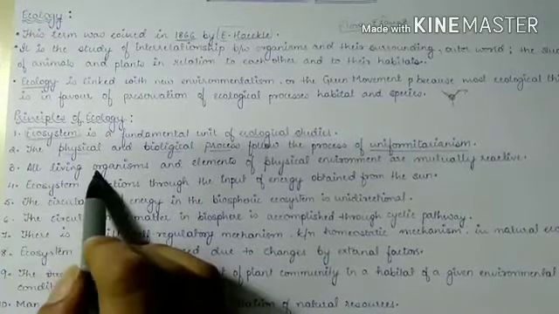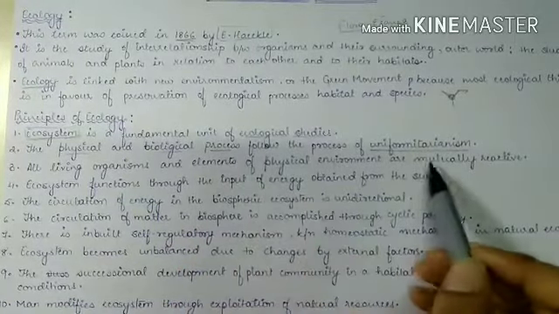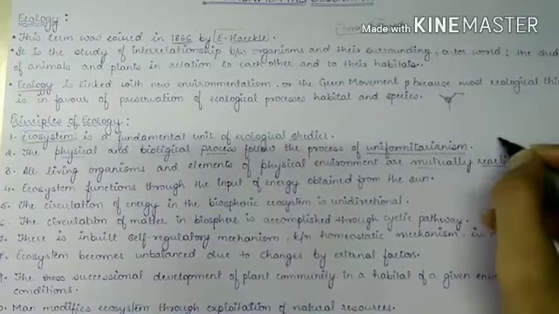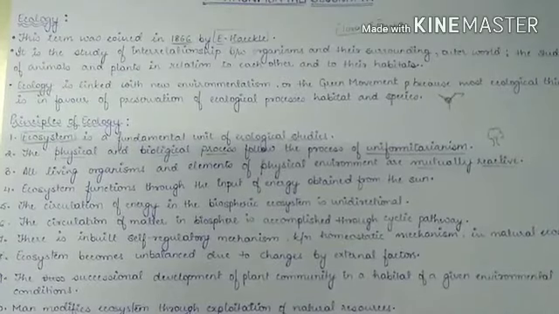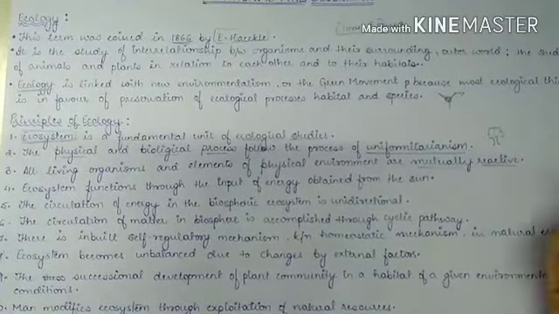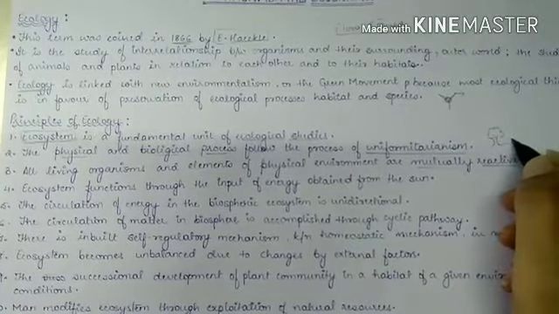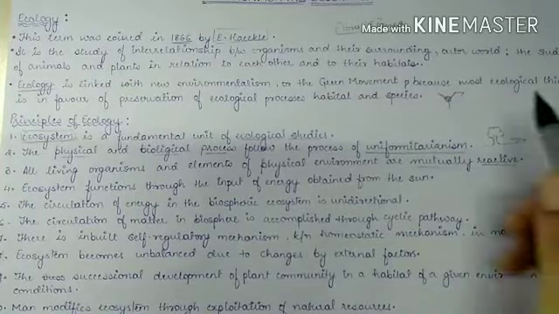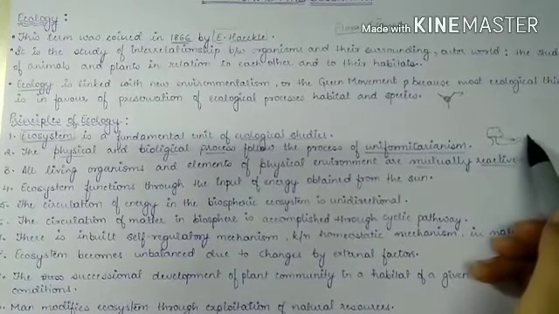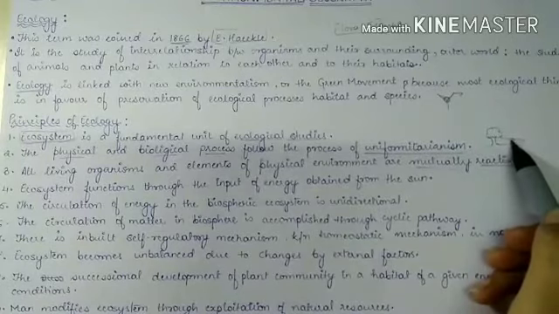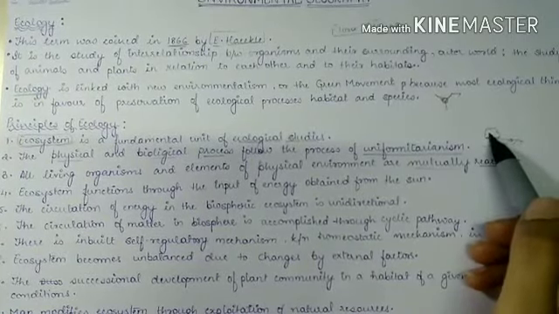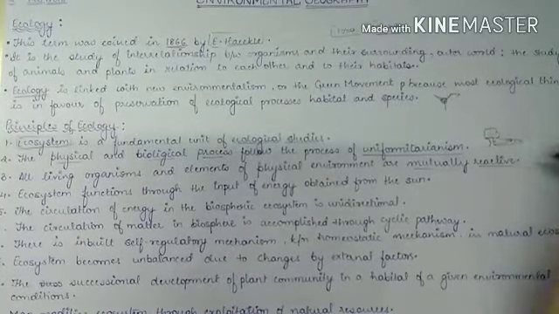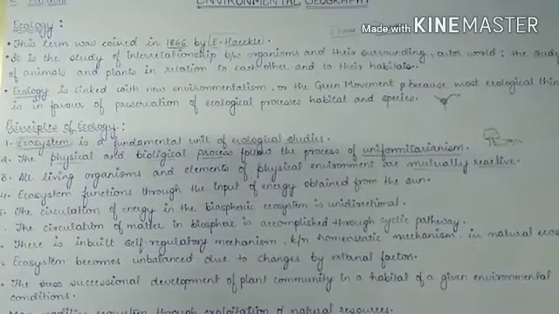Then we have that all living organisms and elements of the physical environment are mutually reactive. Consider a plant, and consider any sort of animal. Animals and plants are mutually interactive. The plants give them food, and the animal, through respiration, exhales carbon dioxide, which is used by the plant in the process of photosynthesis.